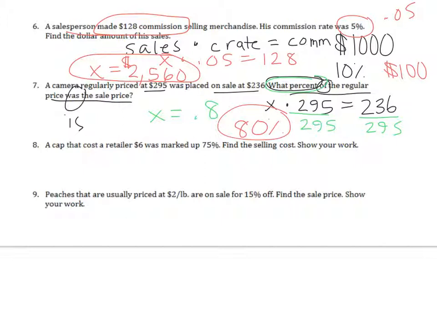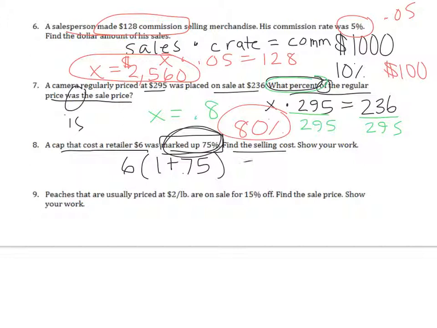And then number 8, a cap that cost the retailer $6 was marked up 75%. Find the selling cost. So something costs $6, but they marked it up 75%. That means it's going to be 75% more than 1. So it's 1 plus 0.75. So I do 6 times 1.75. 6 times 1.75 is 10.5. So it's $10.50.